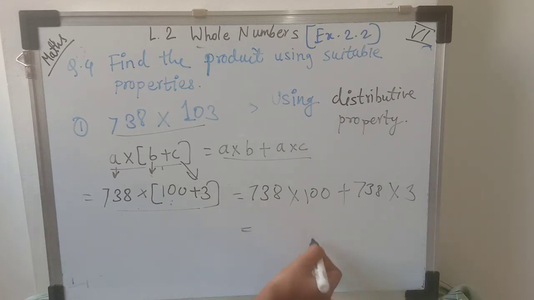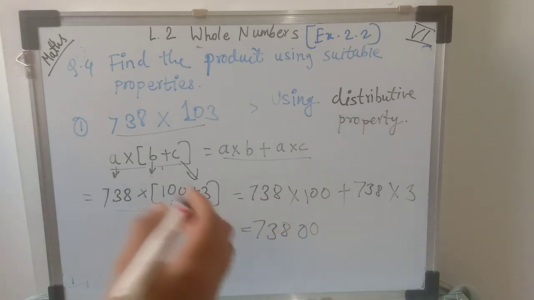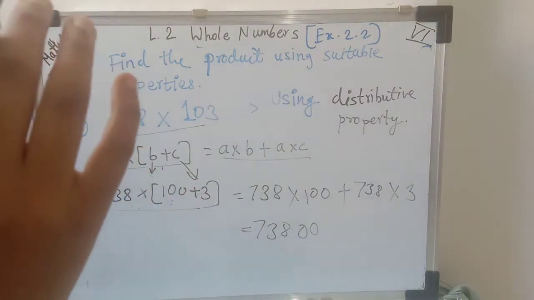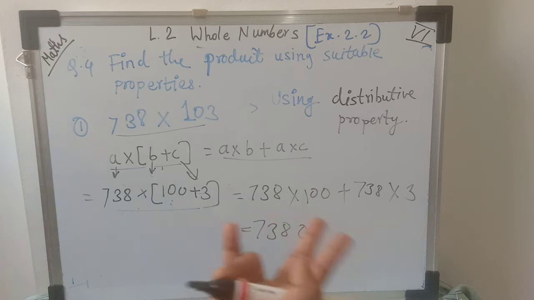100 is there. How many zeros are there? Two zeros. And write the number as it is. When you are multiplying 100 with any whole number, you have to put the two zeros, because in 100 two zeros are there.